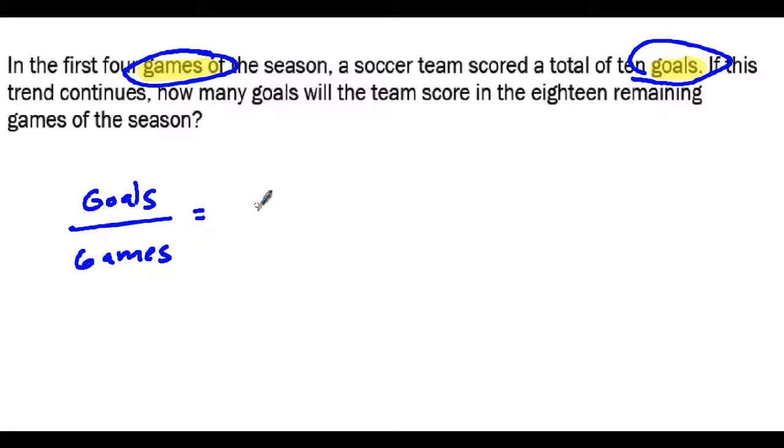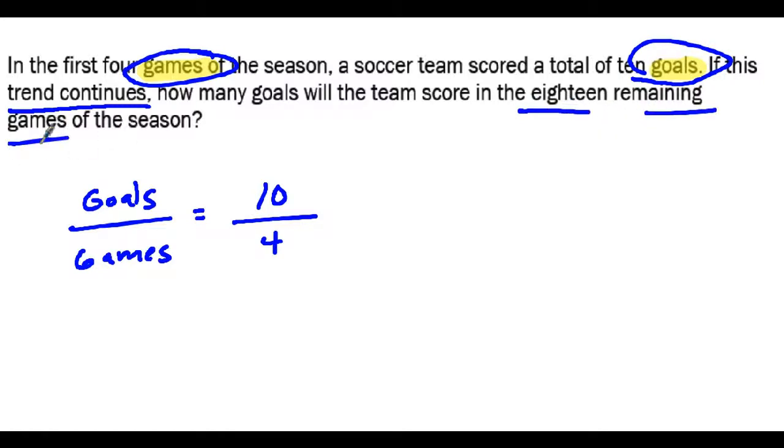In the first 4 games, we're going to put 4 underneath because that's the number of games. The soccer team scored a total of 10. So there's the ratio we have, 10/4. If this trend continues, we're assuming that for every 4 games they're going to score 10 more goals. Doesn't matter how, but within those 4 games they're going to score 10 more goals. How many goals will the team score in the 18 remaining games?